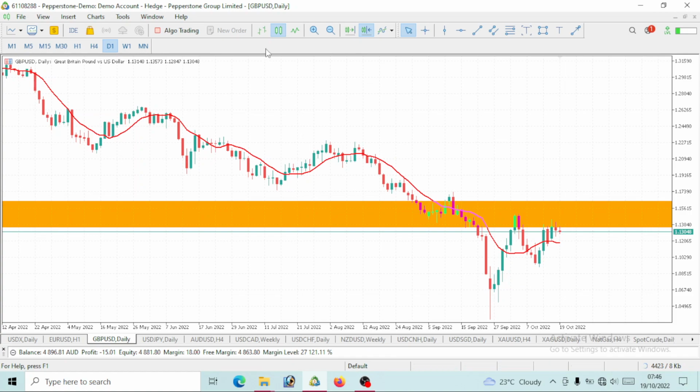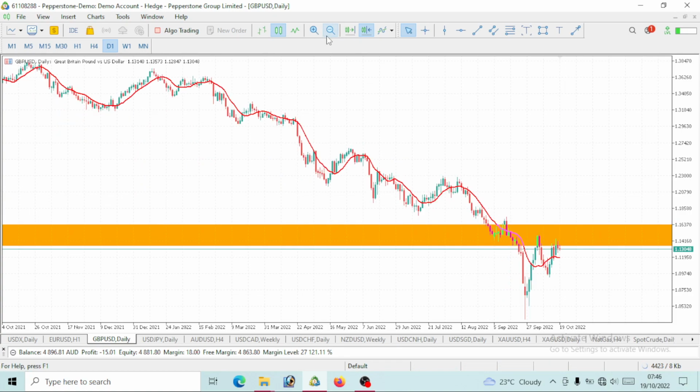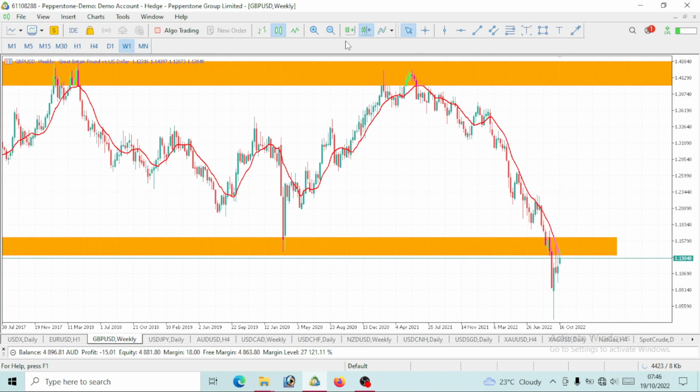Now we will take a look at this GBPUSD, where it will be moving for the day. But to be able to predict this price movement, I want us to start from the weekly time frame to understand why we are making such movements on this GBPUSD. Now take a look at this movement on our weekly time frame.